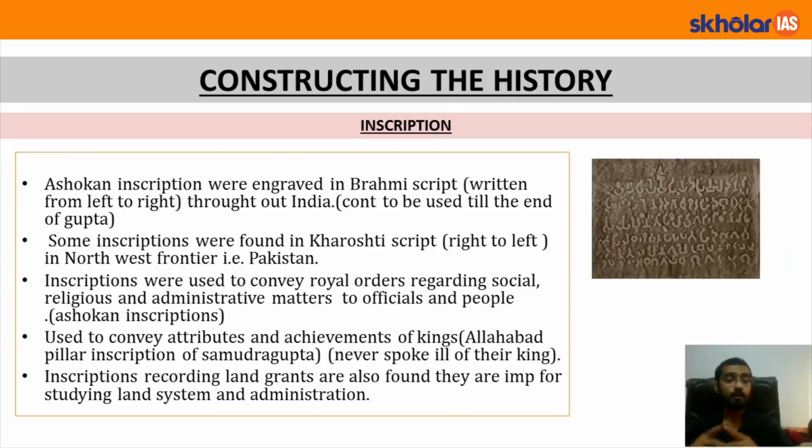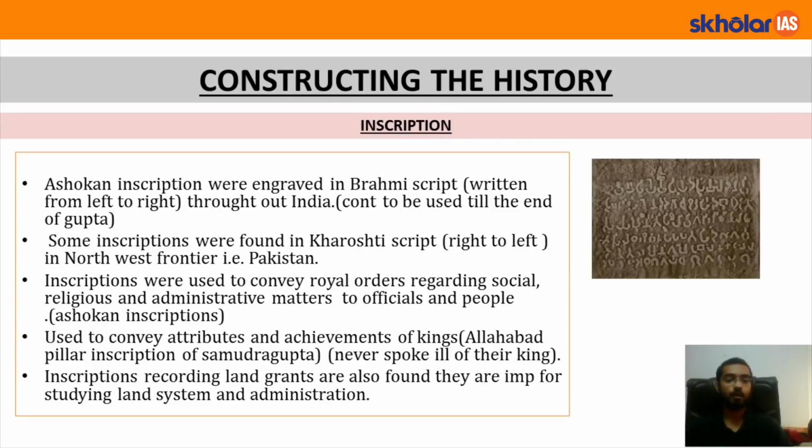Let's move forward. Ashokan inscriptions were engraved in Brahmi script, which is written from left to right, just like today. This Brahmi script was used throughout India and continued to be used till the Gupta age. Some inscriptions were also written in Kharoshti script. This Kharoshti script had Iranian influence. In the period just before the Mauryas, northwestern India was occupied by Iranians. That is why you see the prevalence of Kharoshti script in this northwestern frontier, that is, in Pakistan. In this script, you write from right to left.